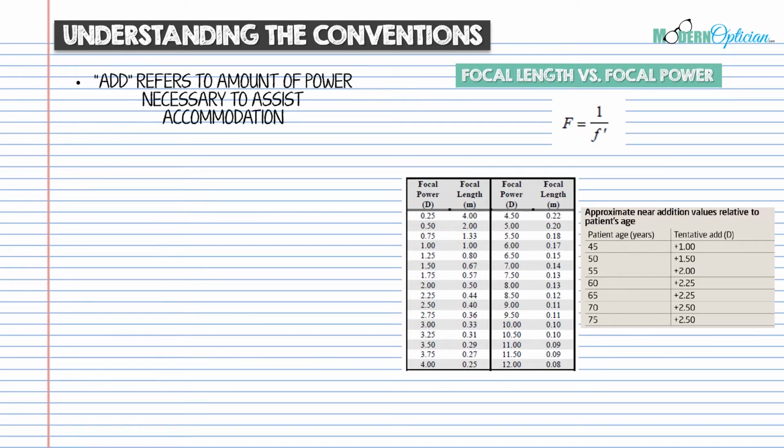So the add power on the prescription refers to the amount of power necessary to assist accommodation. Now you've got to keep in mind, we talked about this in previous lectures on presbyopia, where as the amplitude of accommodation decreases over a person's life, the crystalline lens is able to contribute less and less power. Now, it doesn't necessarily mean that it can't contribute any power. It just means that it's a little bit compromised.